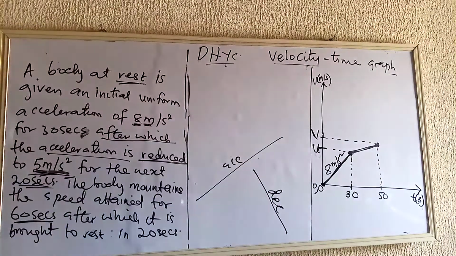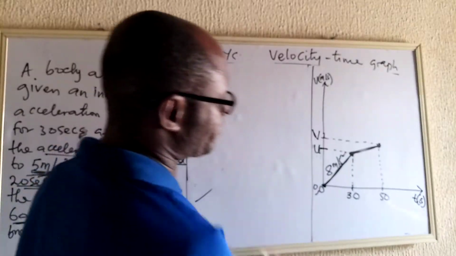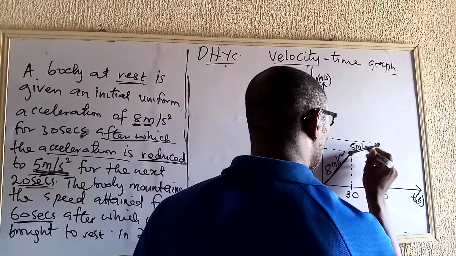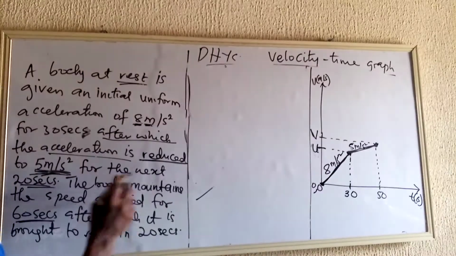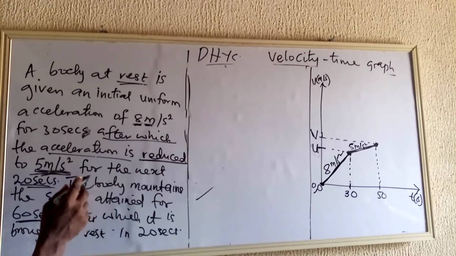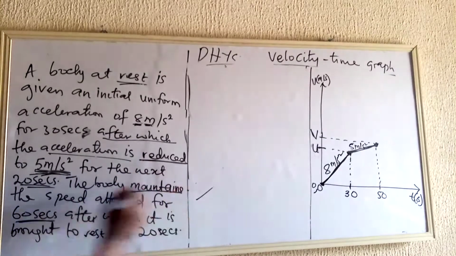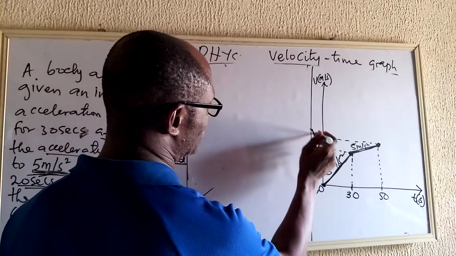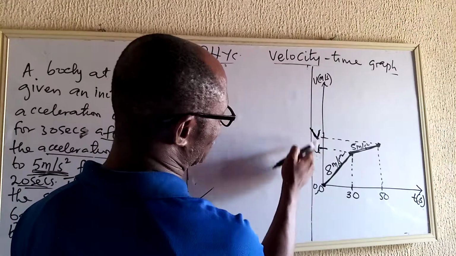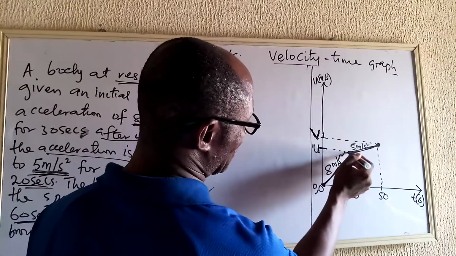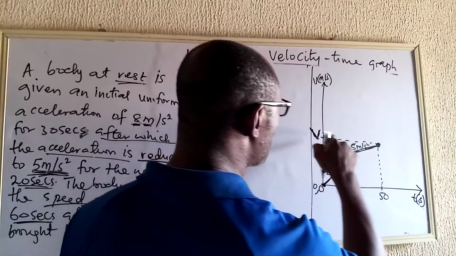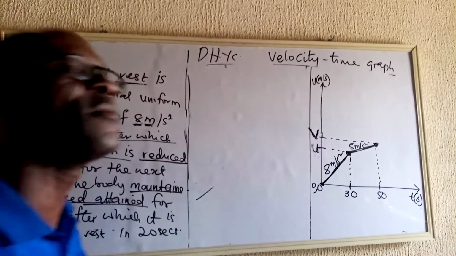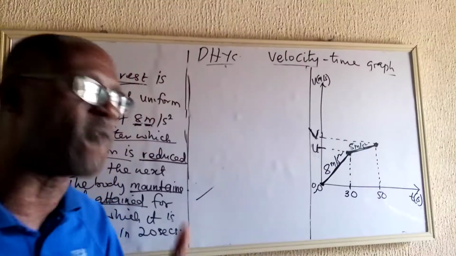All right. Now, having done this, that means from here to here is 5 meters per square second. The body maintains the speed attained. What is the speed attained? That is V, because this is the new velocity now. It's no longer U. It was U here, but here it is V. So it maintains. When it maintains, what does that mean? It means it does not change. And that is what we call constant velocity or uniform velocity.